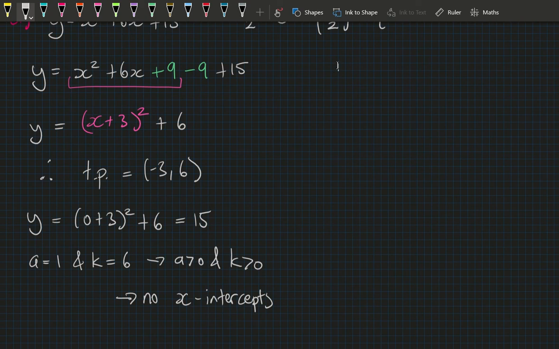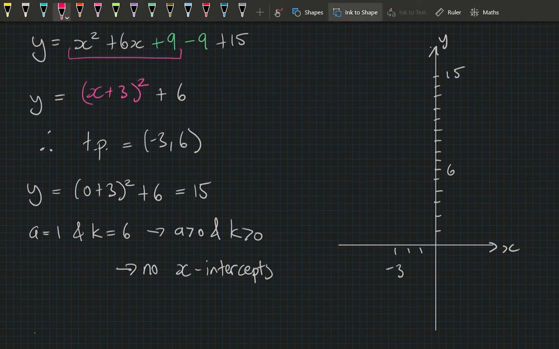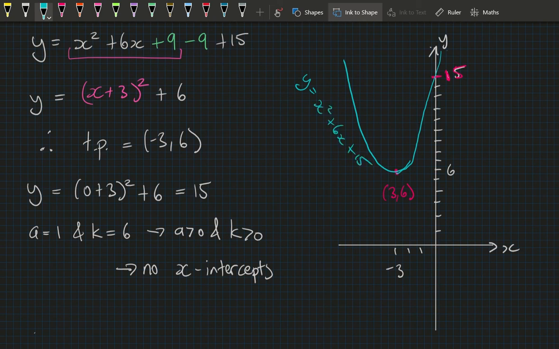So let me plot the points that I've just found on these axes. We have a turning point at (-3, 6), and the y-intercept at 15. So I can graph this side of the parabola and the other side by symmetry. And once again, apologies for my artistic, quote-unquote, skills, but that is y equals x squared plus 6x plus 15, which we could not have graphed without completing the square and converting it into the turning point form.